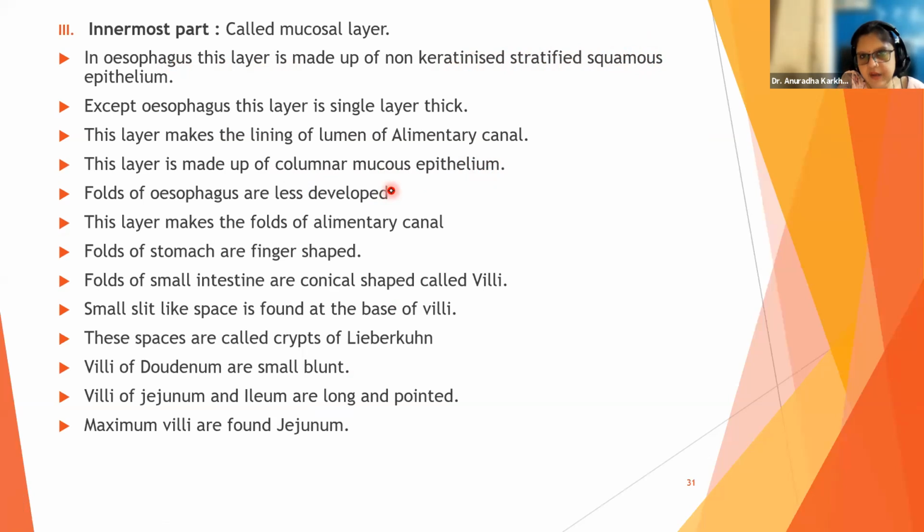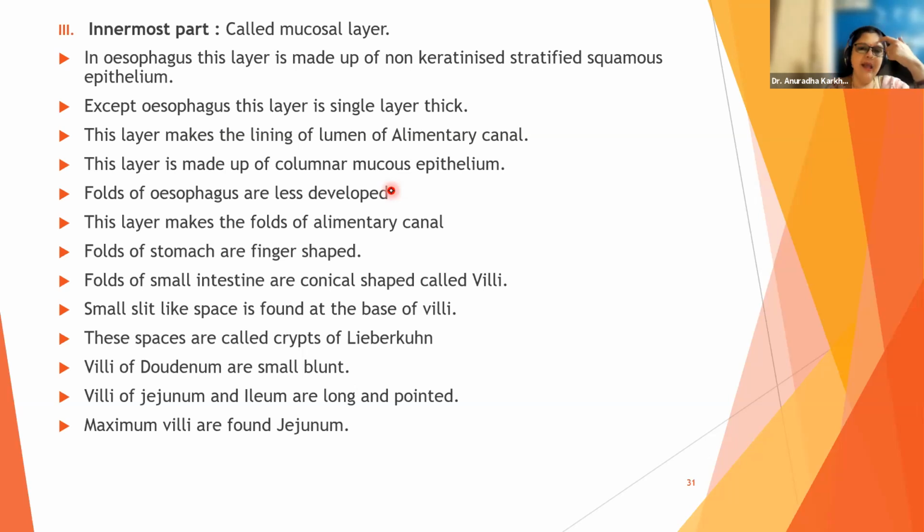Folds of the stomach are finger-like projections. Folds of small intestine are conical shaped, called villi. Small slit-like spaces are found at the base of the villi. These spaces are called crypts of Lieberkühn. So there are going to be small slits. Slits means openings. And these openings are going to be called what? Crypts of Lieberkühn. An opening means there is some secretion or some absorption. Something is going to be passing through that particular opening.